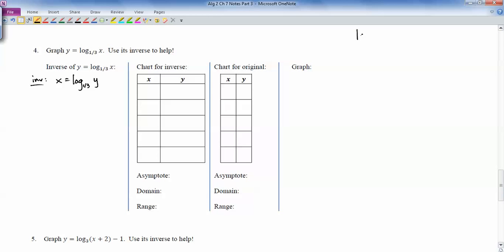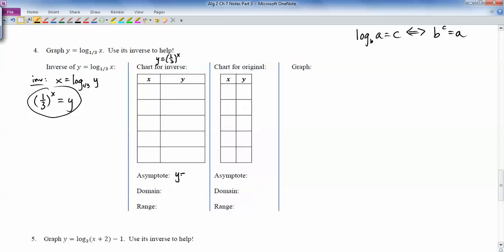So I'm going to write log base b of a equals c means the same exact thing as b to the c equals a. So let's rearrange it. B is 1/3. C is the x, and then we have y right here. So the inverse is y equals 1/3 to the x. So over here, I'm just going to write y equals 1/3 to the x and make a chart for the inverse. Well, 1/3 to the x, we know how to graph that.